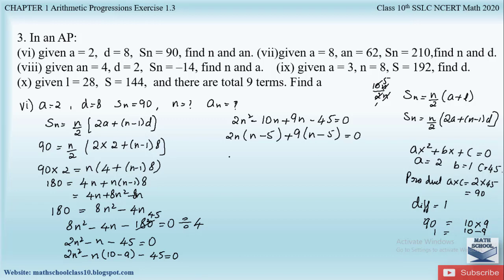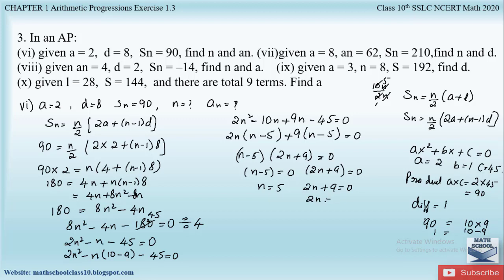equal to 0. Or if we take n minus 5 common from both the terms, we are left with 2n plus 9 is equal to 0. Or we can write n minus 5 is equal to 0 or 2n plus 9 is equal to 0. So we will get n is equal to 5 or 2n plus 9 is equal to 0, or 2n is equal to minus 9, or n is equal to minus 9 divided by 2.